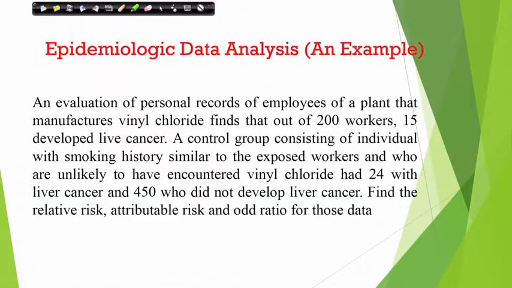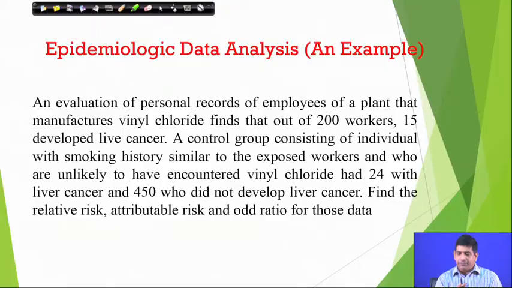So, let us look at this epidemiological data study. In evaluation of the personal records of employees of a plant manufacturing vinyl chloride, of 200 workers, 50 developed cancer, and liver cancer. I am sorry, the R is missing here. A control group consisting of individuals with a smoking history similar to the exposed workers and who are unlikely to encounter vinyl chloride had 24 with liver cancer and 450 who did not develop liver cancer. So, find out the relative risk, attributable risk and odds ratio for those data.